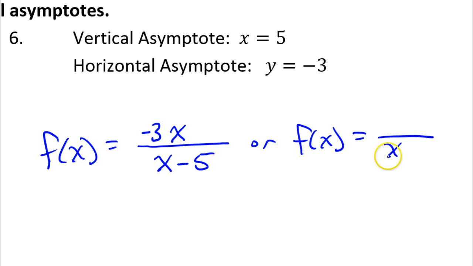Or, again with the x minus 5, if I put any constant up here, like a 1, right now the horizontal asymptote would be y equals 0, because the top degree is less. That's automatically y equals 0. If I want to shift from 0 down to -3, I could do that by putting a -3 on the end. So both of these would satisfy these criteria.